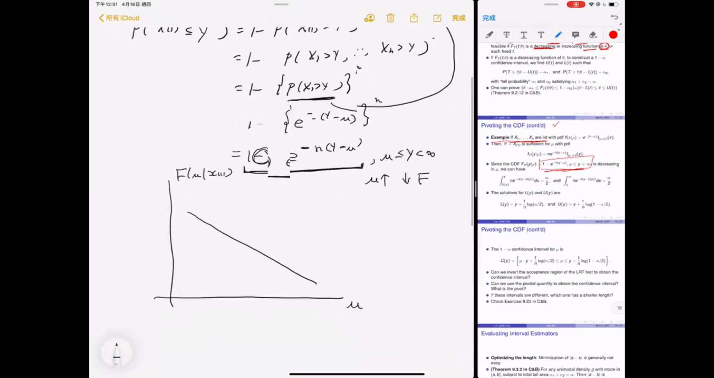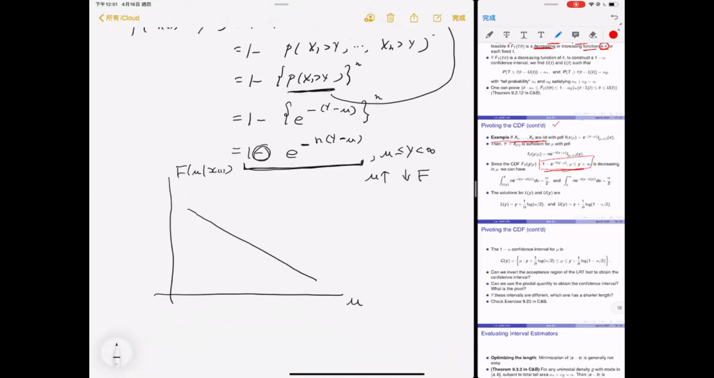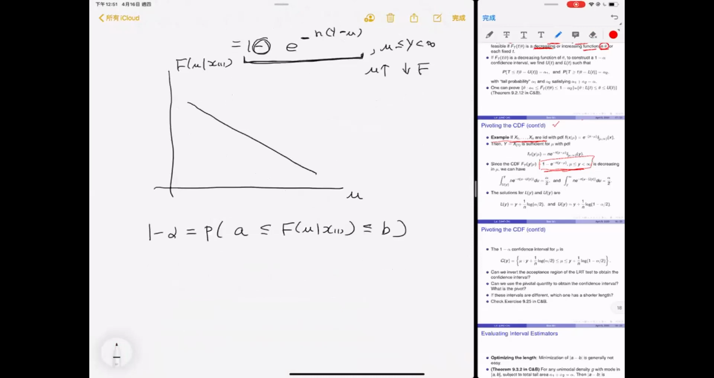Good. And then how do I use the CDF as a pivot to derive this? If you told me that something is a pivot, then I should be able to write here, say this is mu, then X1 is a pivot, and then I should be able to find from quantile to quantile, isn't it, right? Like we did with a pivotal quantity, and you told me that this follows uniform 0, 1. If I know the distribution of my pivotal quantity, then it should be easy to find a and b, isn't it?